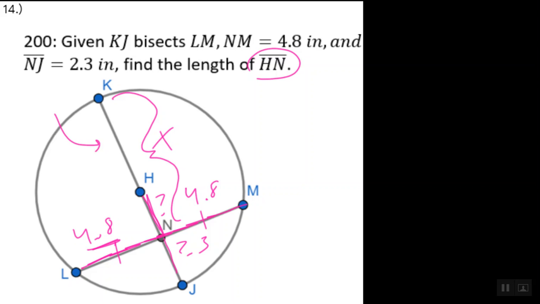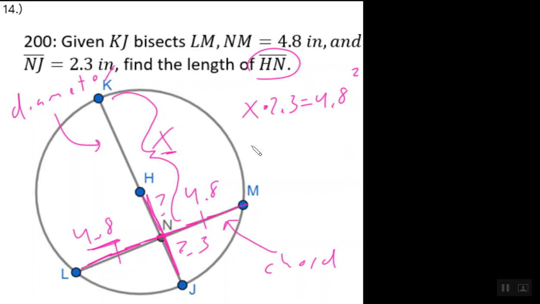Okay, so this one will require a little bit of setup. Here's our diameter, and here is our chord. And we know in this one, it's really the part times the part is equal to the part times the part. So what do I mean by that? We have this first very large part X, so we could say X times the next part right here, that small 2.3, and of course that will equal 4.8 times 4.8, which we can just write as 4.8 squared.